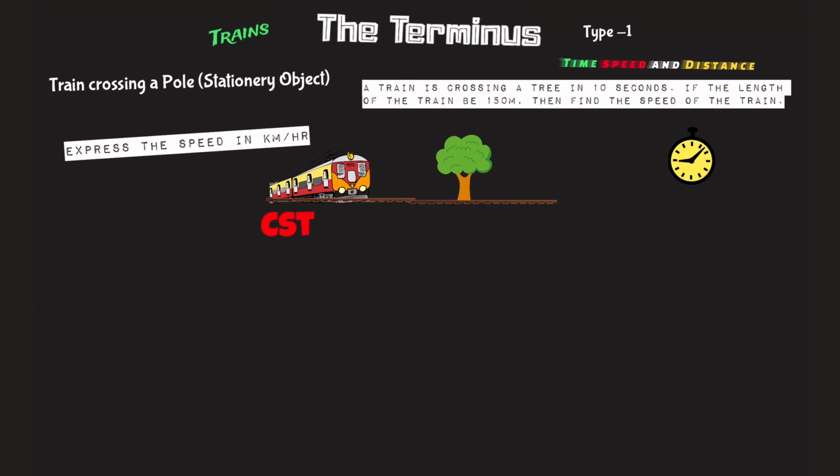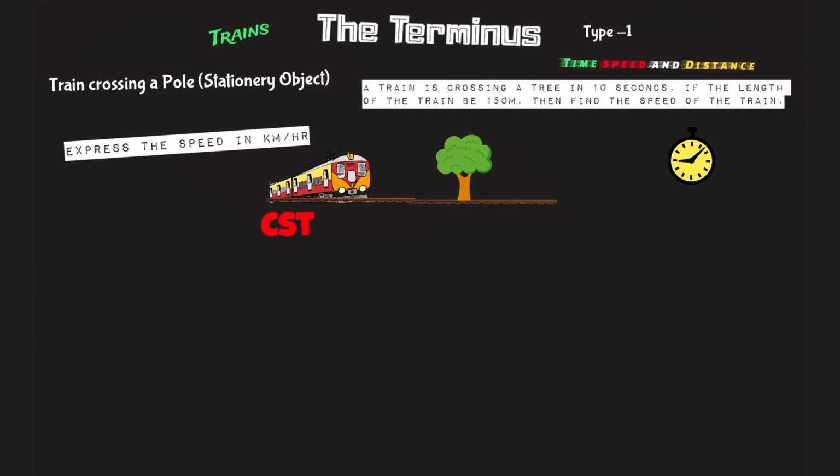And the first episode we start in trains is the Terminus. This episode of Terminus will help us identify the first type. I told you there are 6 types of problems in train. Type 1 will be studied by the episode of Terminus. Now let us understand what is this.